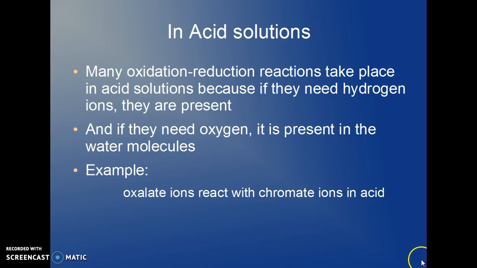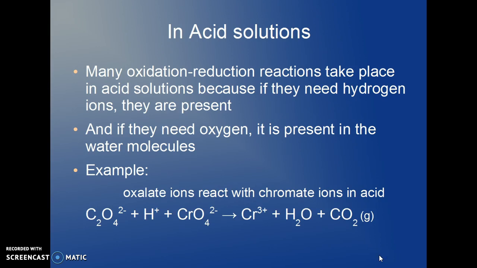For example, and this is the example we will work, the oxalate ion will react with chromate ions in acid solution. The unbalanced or skeleton reaction is this, and we're showing the net ionic equation so that you don't have to fool with the spectator ions like potassium and chloride. Oxalate ions react with hydrogen ions and chromate ions to form chromium 3+ ions, water, and carbon dioxide gas.